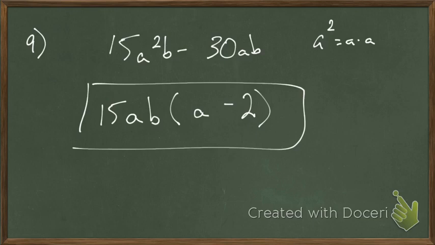15AB times A minus 2. And then if you want to check it, distribute and see what happens. There's an A squared, cool. 15A squared B. Here's a negative 30AB. It checks out. I want you guys to try out number 10 on your own, please.